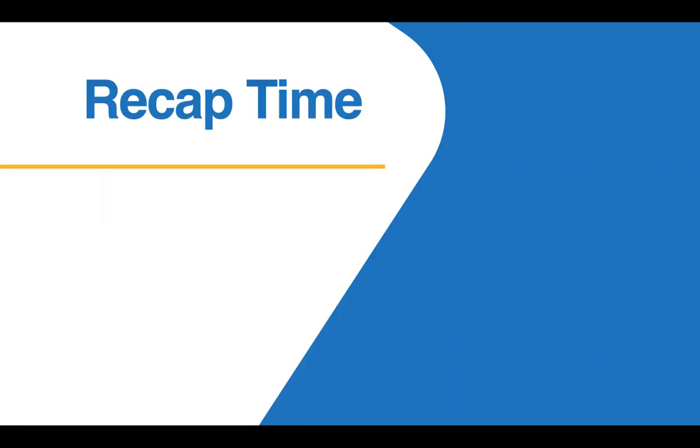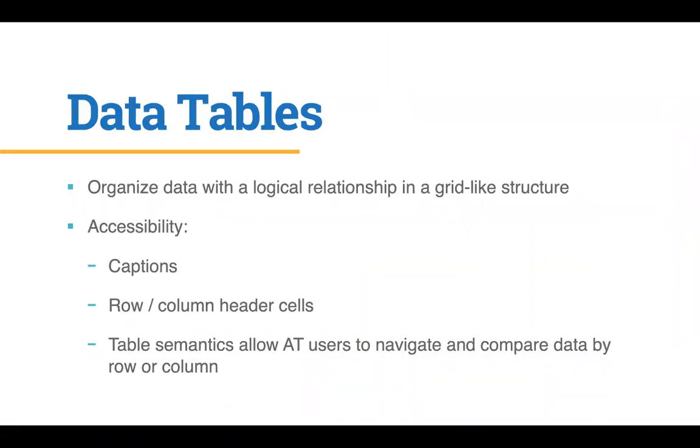So let's start with a little recap. Data tables are a very useful element in HTML. It lets you organize data with a logical relationship of 2 or more dimensions into a grid-like structure. And the benefit of that is that if you mark up your row and or column headers correctly, then somebody who cannot see that content will still be able to look up information and compare information across rows and columns and kind of get the semantic structure and meaning for that tabular content.